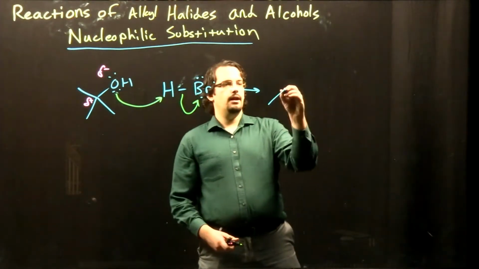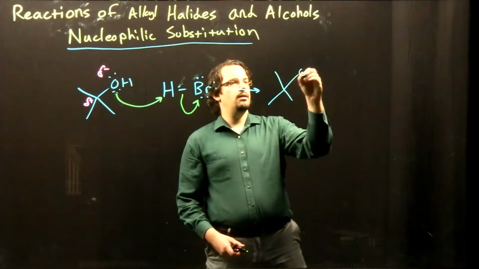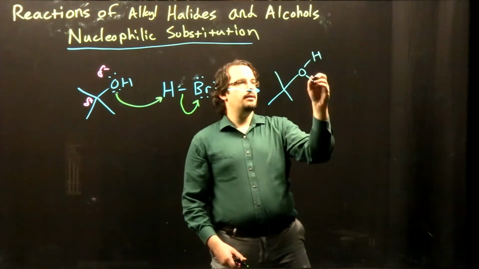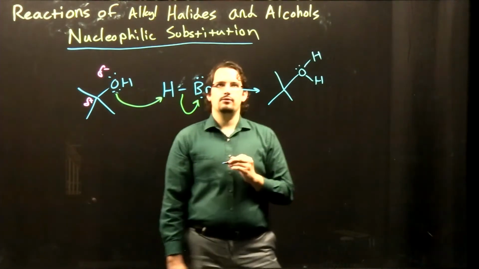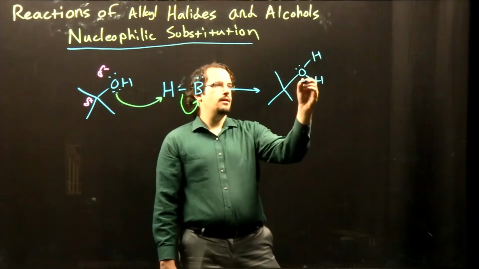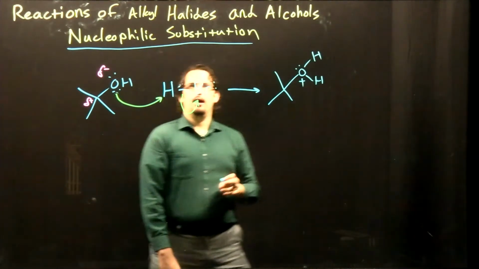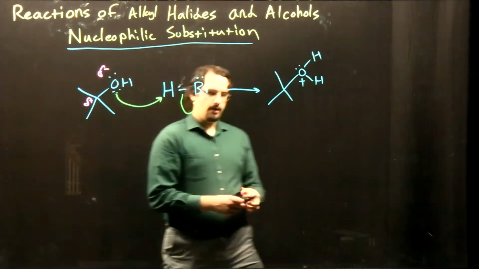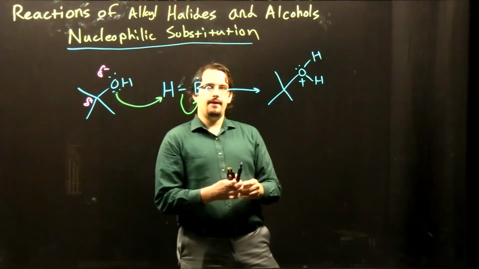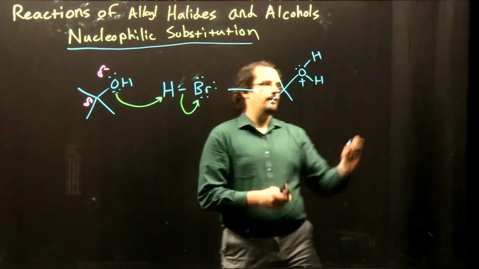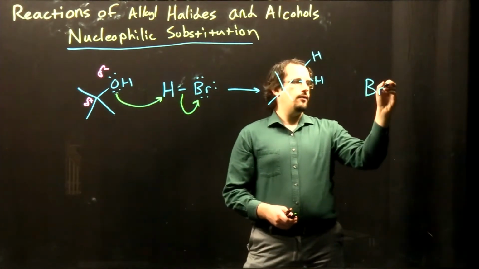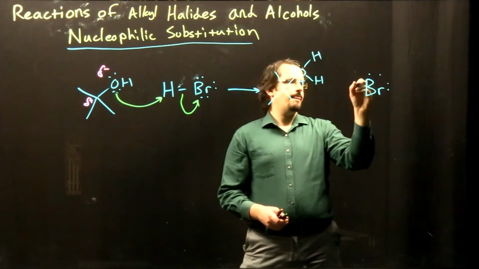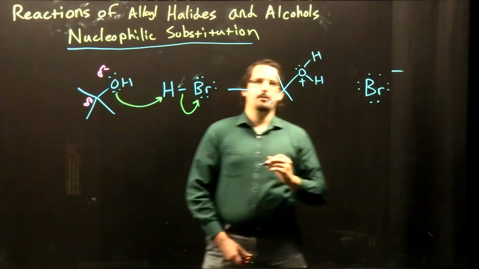This will result in our protonated alcohol, or alkyl oxonium ion, where now, since we've used one of our lone pairs, we only have one lone pair on our oxygen, and we have a positive formal charge. On the other hand, since our bromine donated that proton, our bromine will now have 4 lone pairs, and we'll have a formal negative charge.